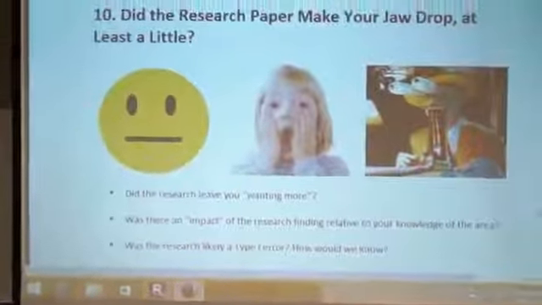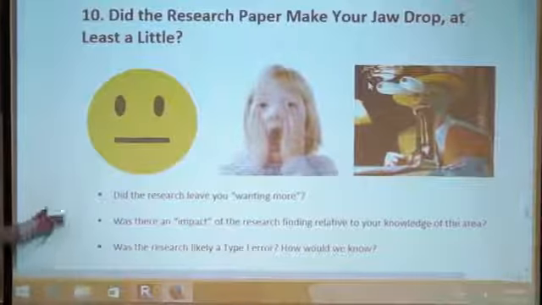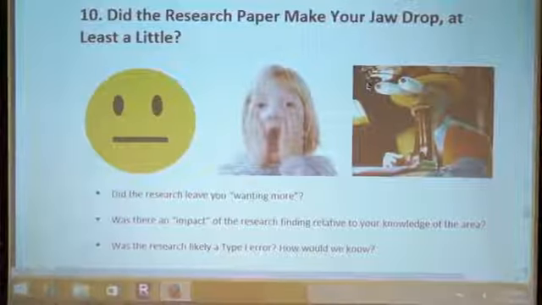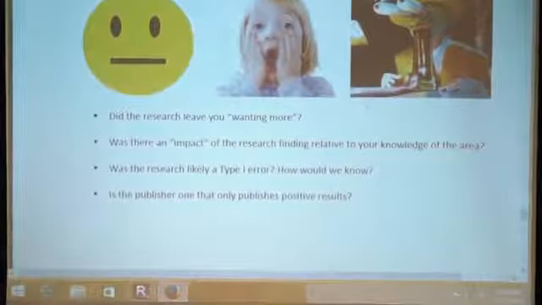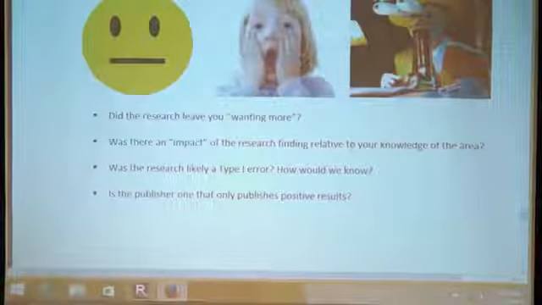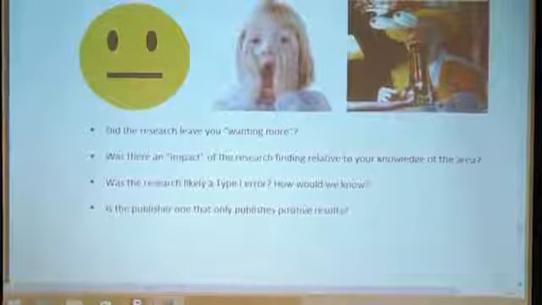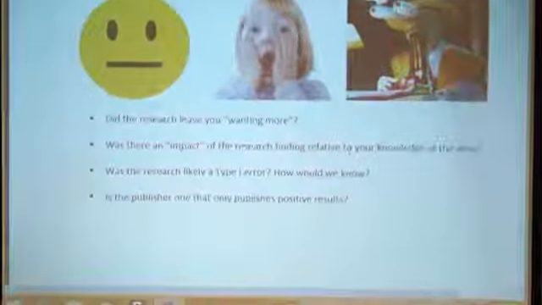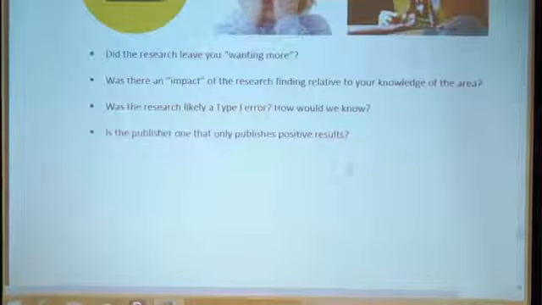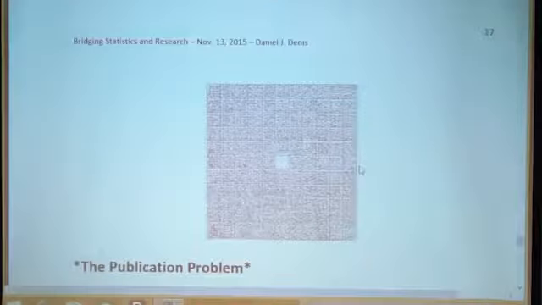How did it leave us? Did it leave us wanting more? Kind of unsatisfied with the research? Was there an impact of the research finding relative to your knowledge of the area? Did it change something? Did it hit you in a certain way? Or is it more than just the same stuff? Was the research likely a type 1 error? How would we know? Well, unfortunately, we don't know because many publishers publish positive-only results.